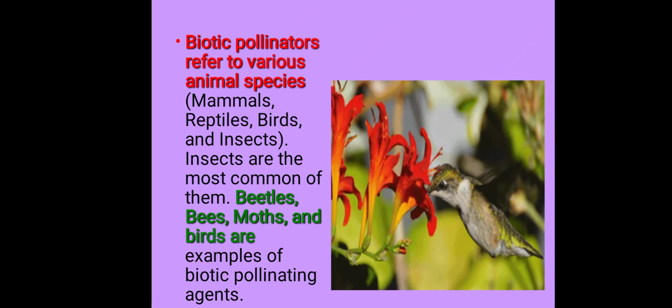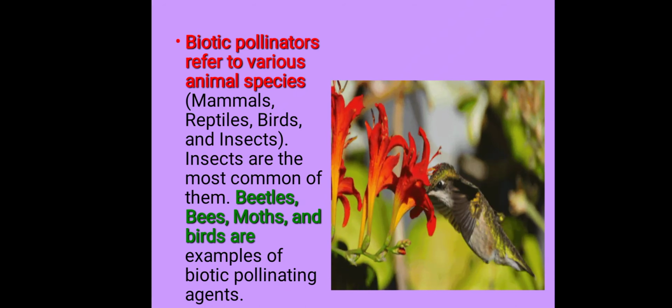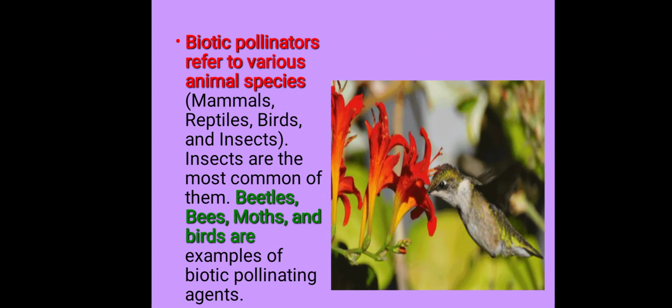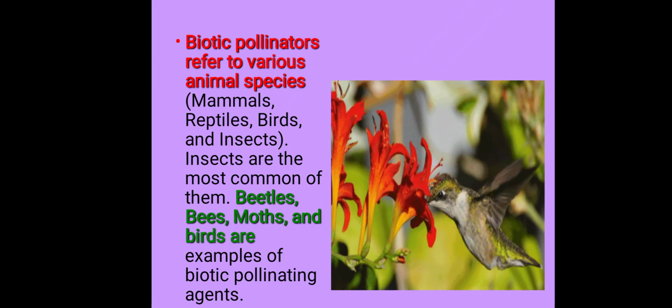So the birds over here will suck the juice, and as they are sucking the juice from the flower, some of the pollen gets stuck to their beaks. So when they go to another flower and try to suck the juice from that flower, the pollen that is stuck to their beak gets transferred to the female part of the flower. And this is how pollination takes place.